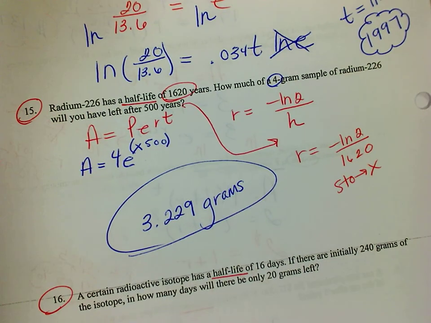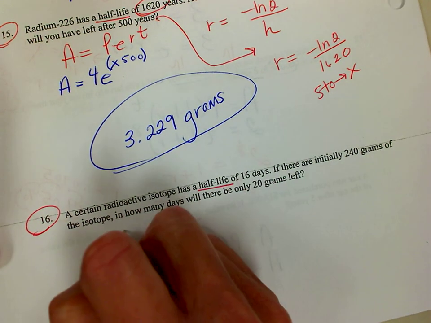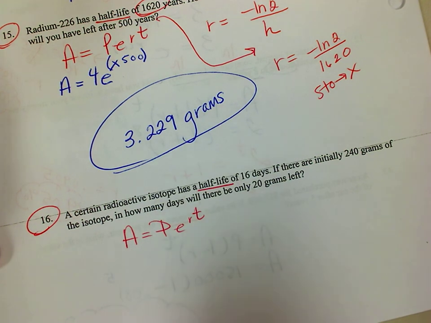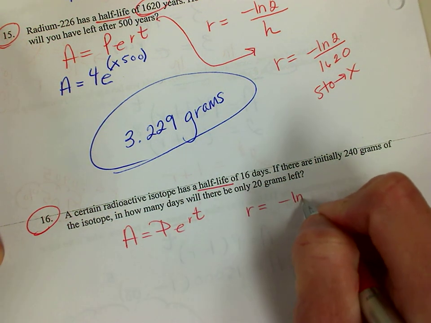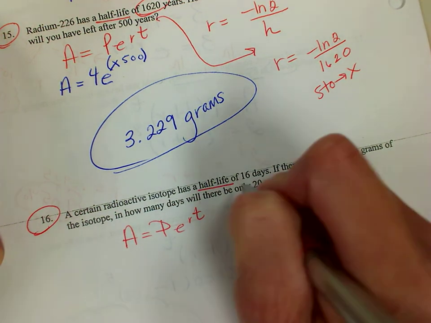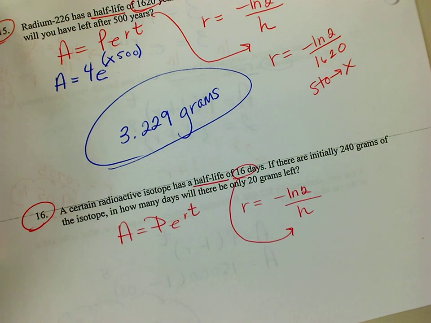All right, finally, here's another half-life question. So we're going to use Pert. And let's see, I do know what the half-life is. So I'm going to use r equals again. Okay, it says the half-life is 16. I'm going to put 16 in for there.